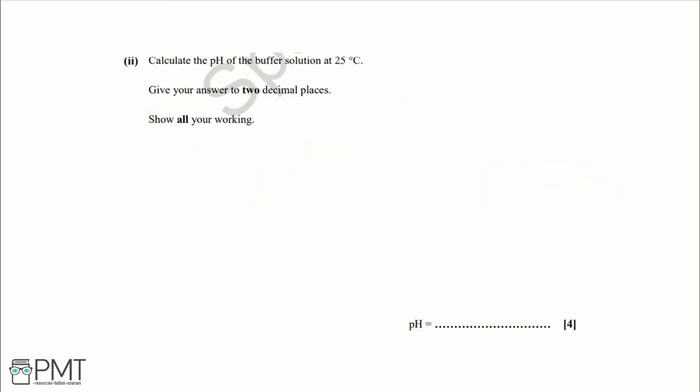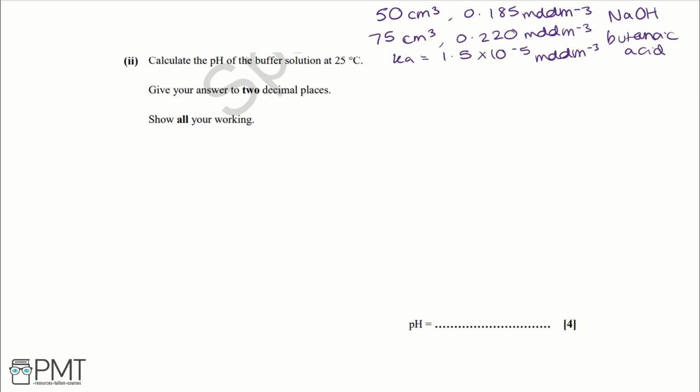Part 2. Calculate the pH of the buffer solution at 25 degrees Celsius. Give your answer to 2 decimal places and show all your working. So what I've done in the top right is I've written the information from part 1 that we're going to use in this question. The first thing we're going to do is work out the moles of sodium hydroxide and butanoic acid so that we can work out the moles of the buffer.